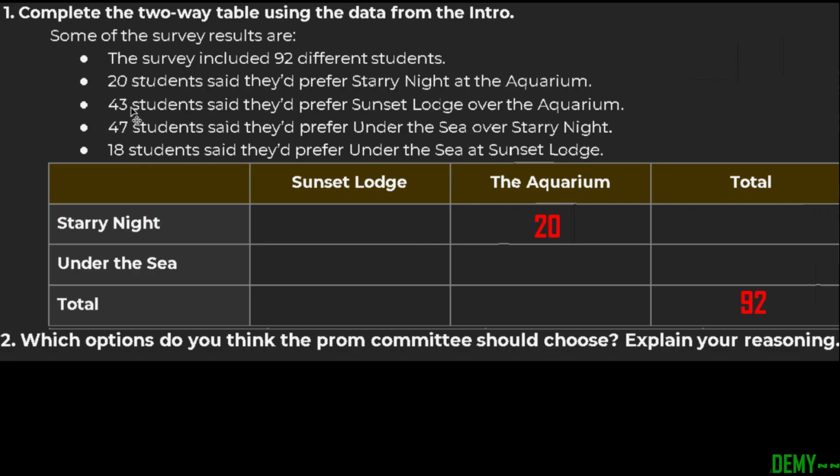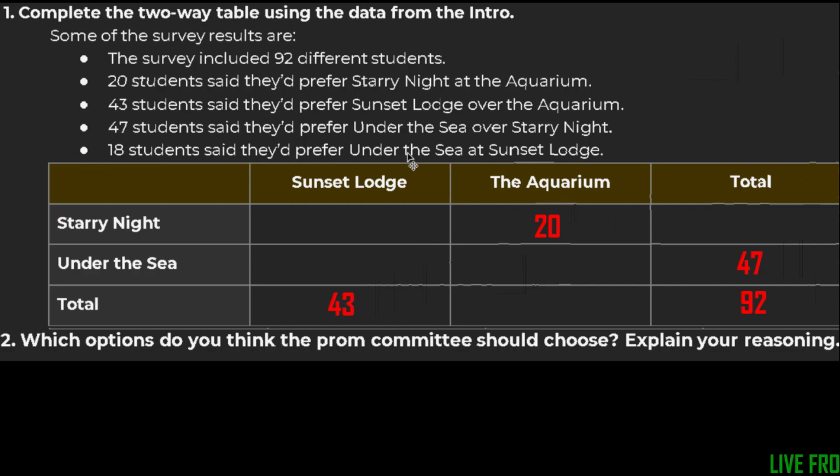Now for the third part, it says 43 students said they would prefer Sunset Lodge over the aquarium. That's going to be a total. So we're going to put that Sunset Lodge over the aquarium. So those are two options. So we're going to put 43 there. 47 students said they prefer Under the Sea over Starry Night. So that is going to go right here. Again, we get that because it's saying that's the theme.